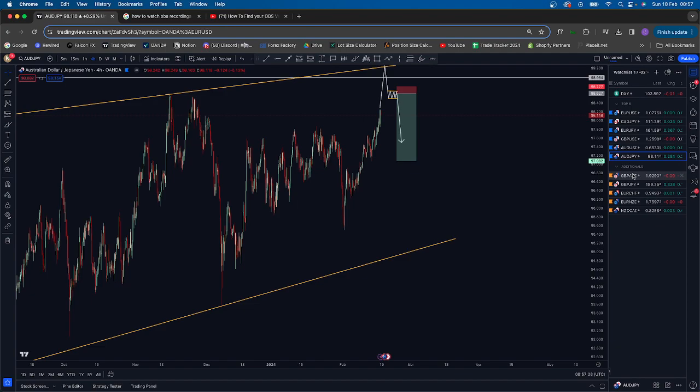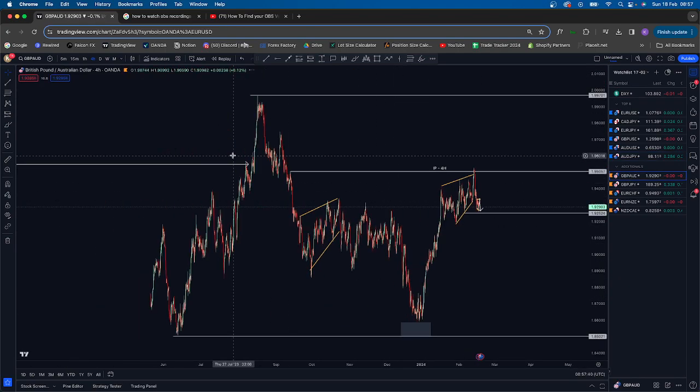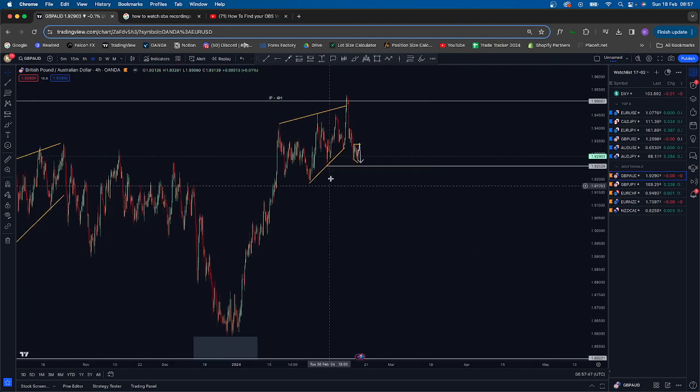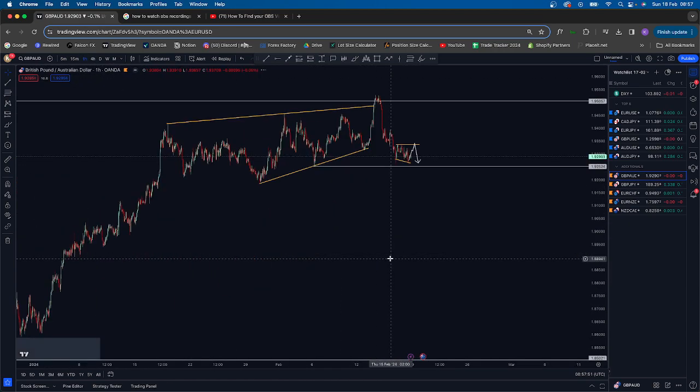Okay, looking at the additionals, GA. GA on the 4 hour. I'm just going to show the 4 hour inflection point here. We have tapped into it with a 1, 2, 3. We've pushed down impulsively. Just having a look at the 1 hour.